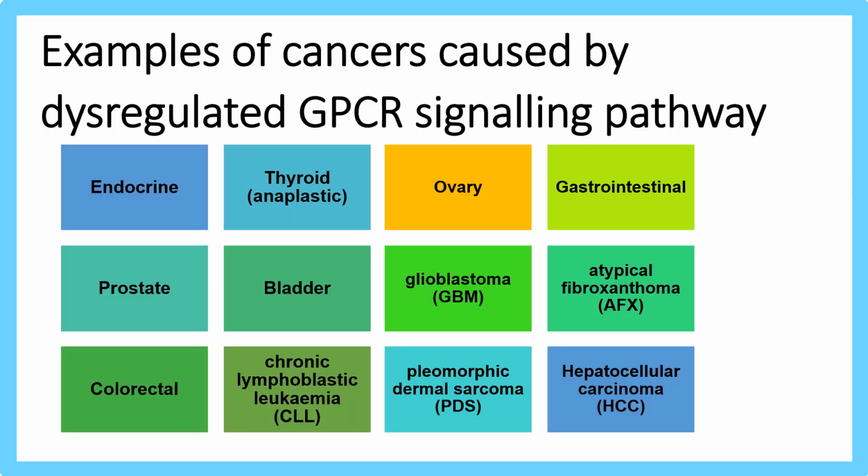So examples of cancers are endocrine, thyroid, so anaplastic, also ovary, gastrointestinal, prostate, bladder, glioblastoma, atypical fibroadenoma, colorectal, chronic lymphoblastic leukemia, pleomorphic dermosarcoma, and hepatocellular carcinoma. So that's like liver cancer. So there's a variety of different cancers involved, and to cover each and every single one of these, the lectures won't do them justice in terms of looking at the causes, the effects, and so on, but we will provide a small insight into some of these.